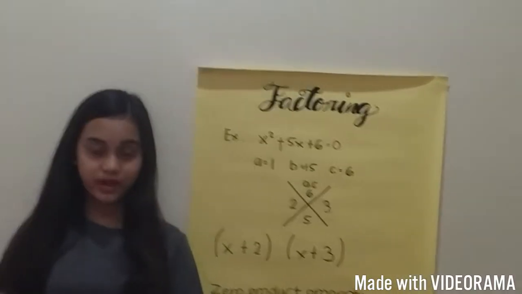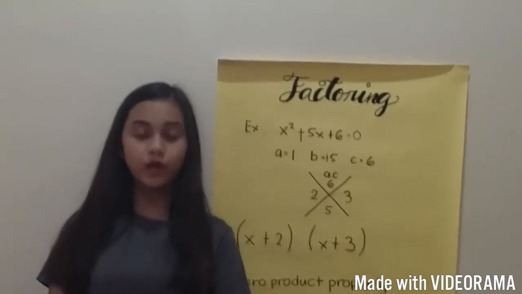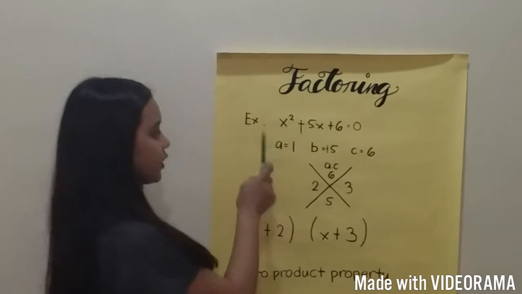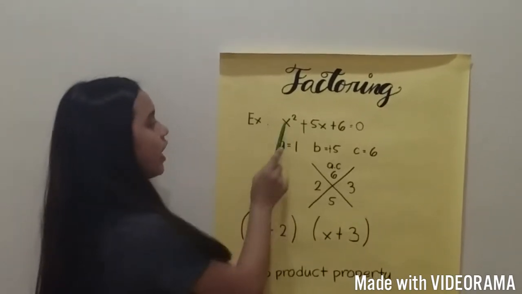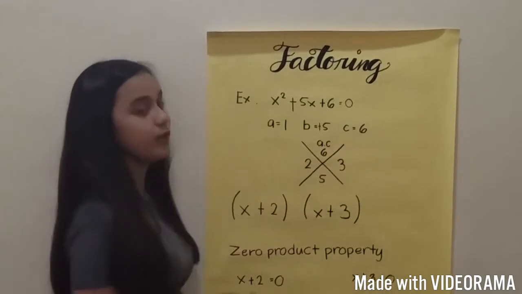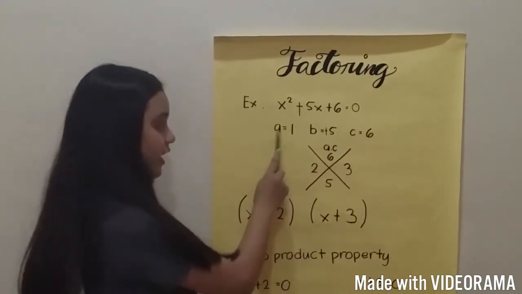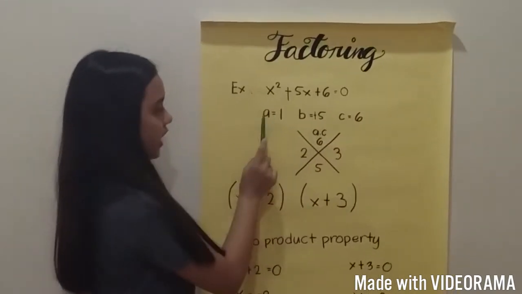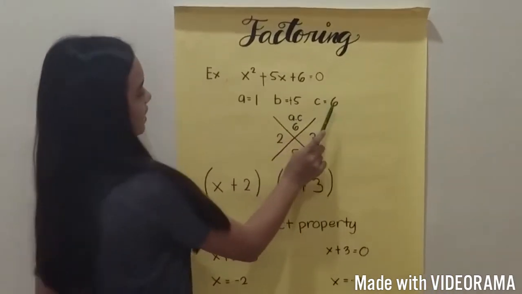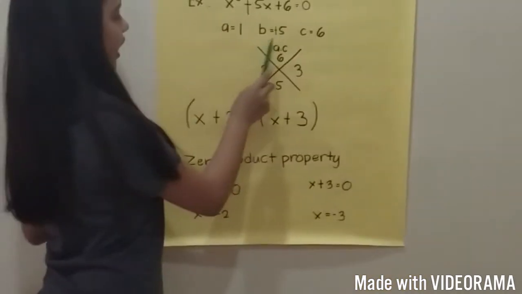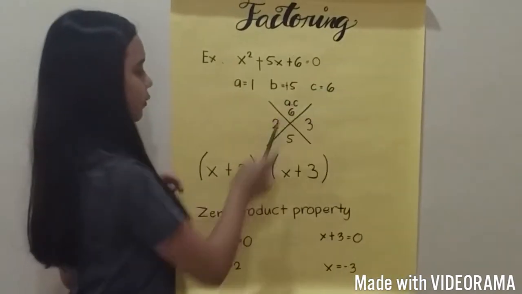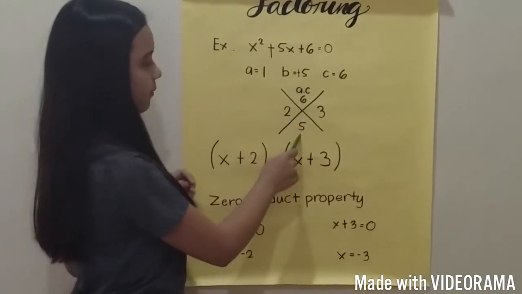Let's discuss the first method of solving a quadratic equation, which is factoring. We're going to solve the equation x squared plus 5x plus 6 equals 0. We're going to find the values of a, b, and c. So a is equal to 1, b is equal to 5, c is equal to 6. We're going to find the product of a times c, which is 6, and copy 5 here.